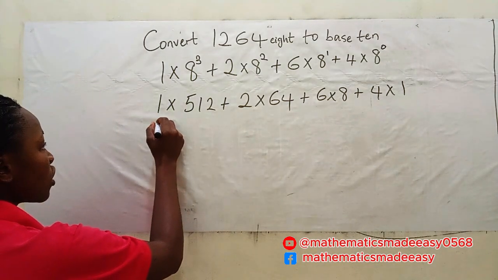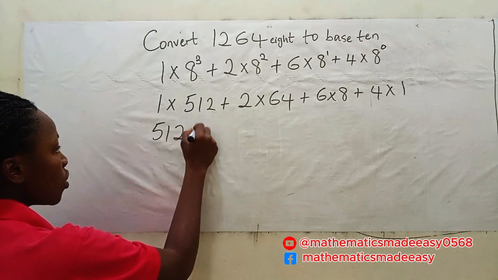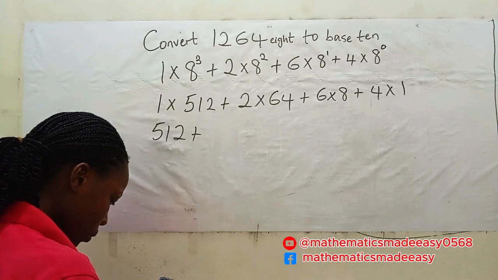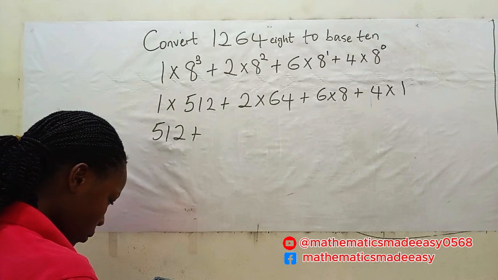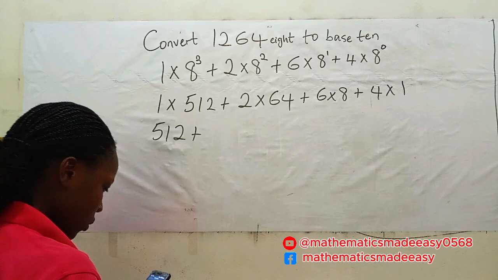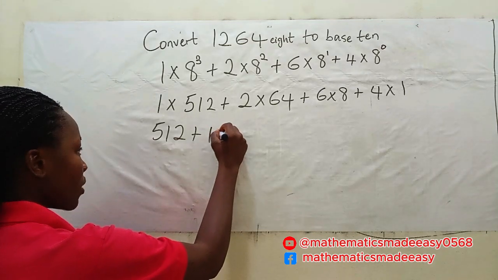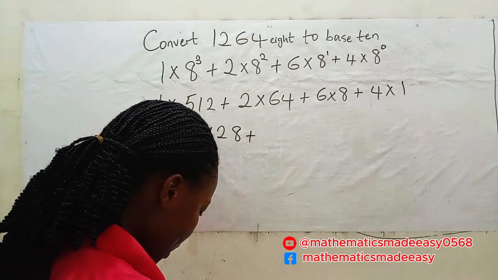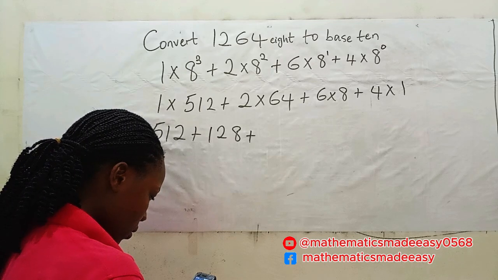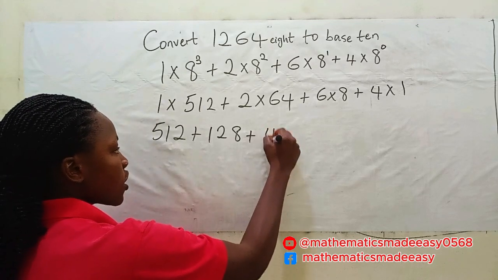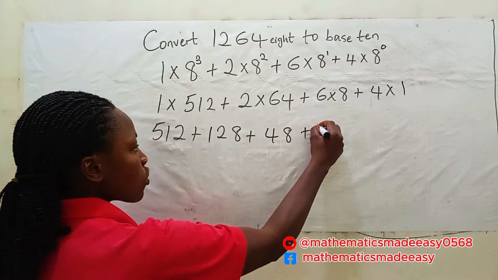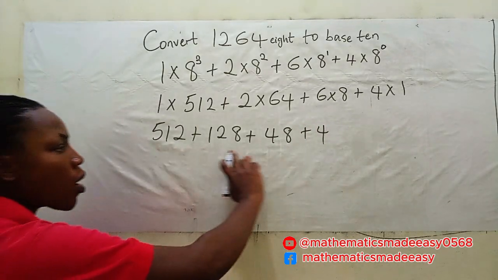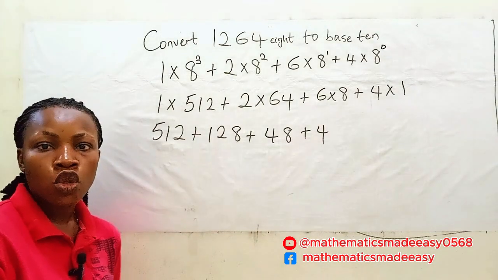1 times this is going to give us 512, plus 2 times 64, which is going to give us 128, plus 6 times 8, which is 48, plus 4. So let's add all these numbers together.